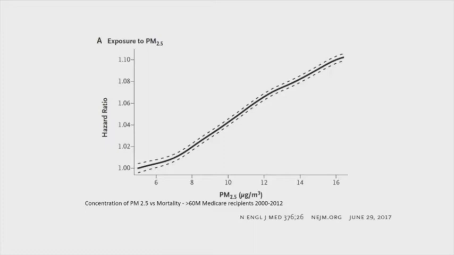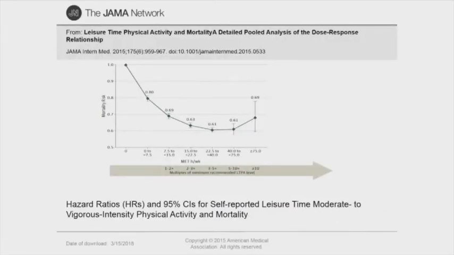So we ask people, where do you live? Or we have it in a database. We bring in another database, and we can get reasonably accurate estimates of something that's as complex as average PM 2.5 over a year. Physical activity, famously difficult.